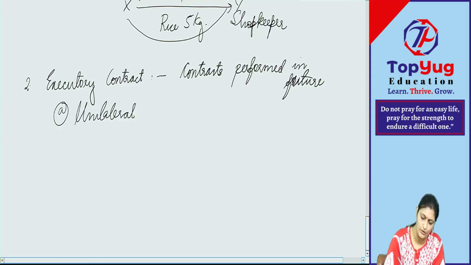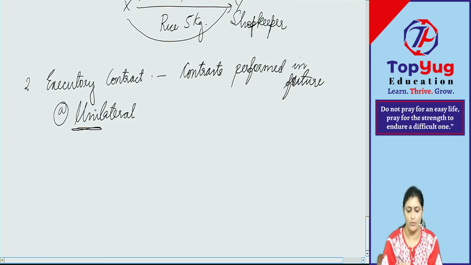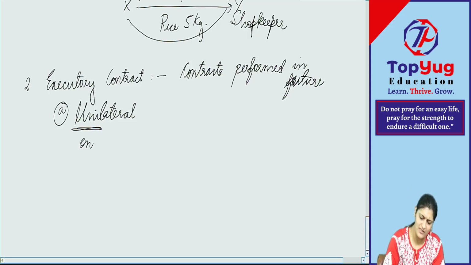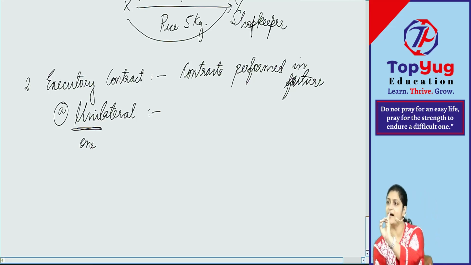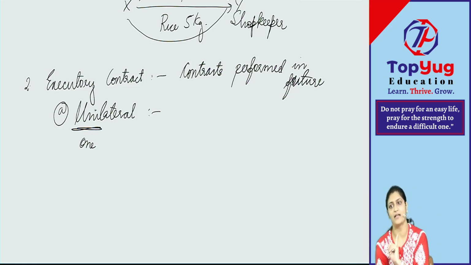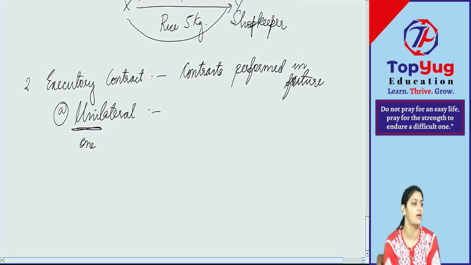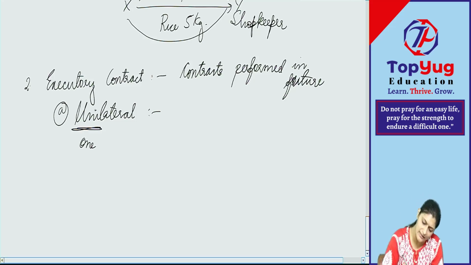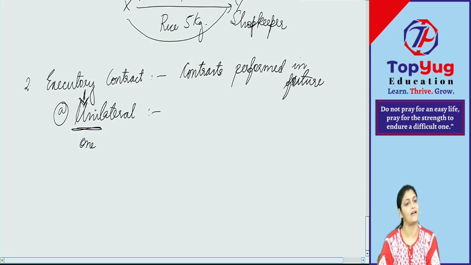Unilateral contracts. Now you tell me what do you mean by this word uni? Single, one. The name itself is telling you the performance is pending only from one party's side. One party already performed, but one party still has to perform the contract. Those types of contracts are known as what contracts? Unilateral. So it is a type of executory contract only. Unilateral contract.